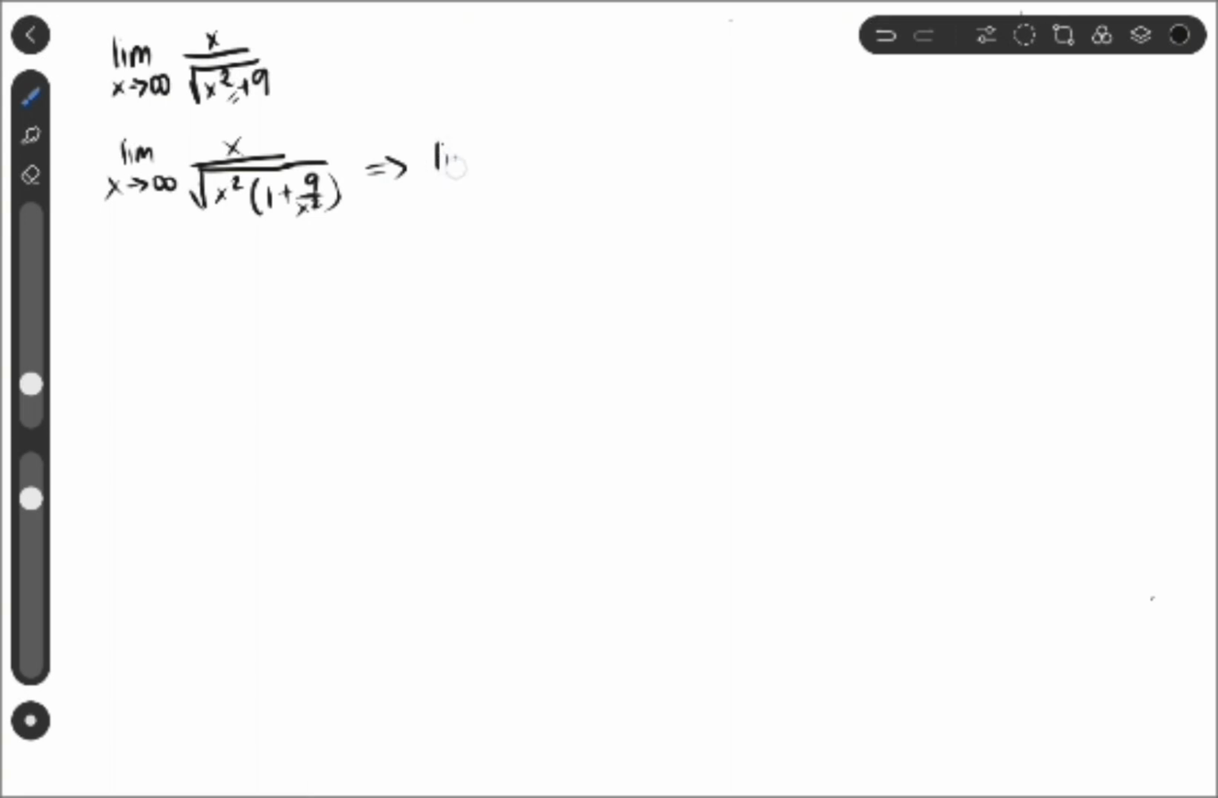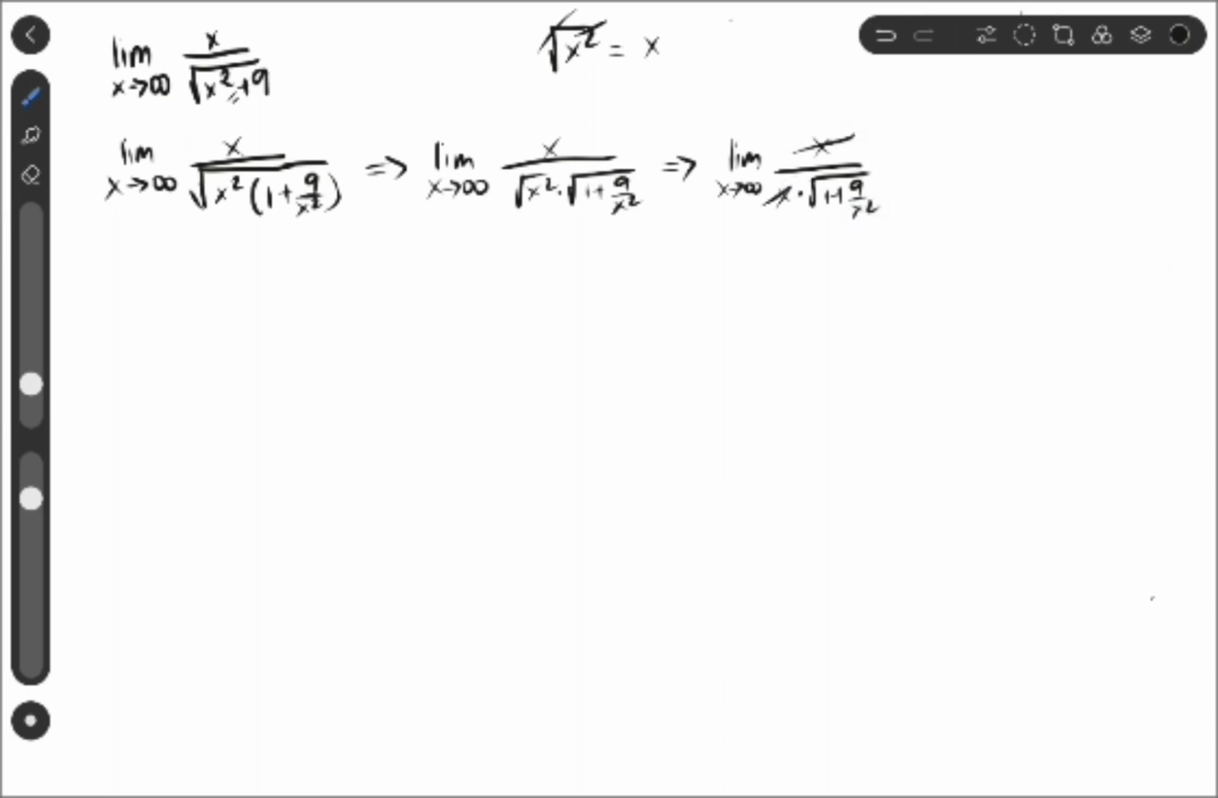Since they're already separated, we can also separate the square root. So it is the square root of x squared multiplied by the square root of 1 plus 9 over x squared. We all know that the square root of x squared is x, so we can just write x in the equation. Therefore, the new expression is the limit of x over x multiplied by the square root of 1 plus 9 over x squared, as x approaches positive infinity. At this point, we have like terms, so we can just cancel them out.